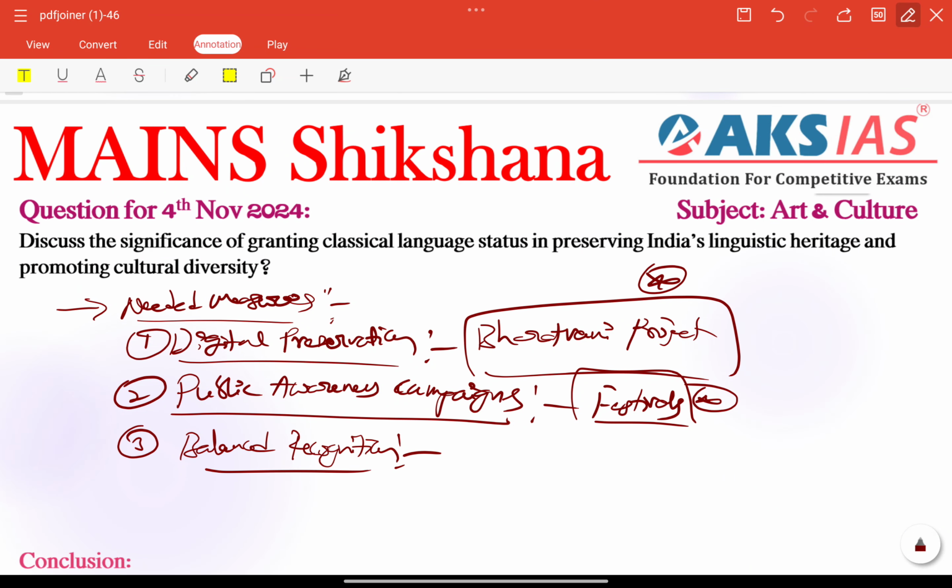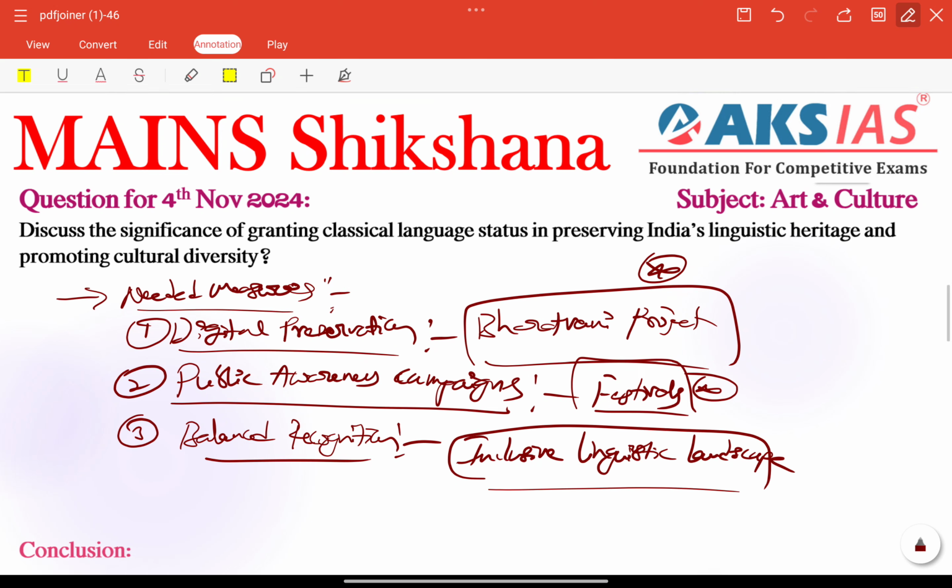So balanced recognition policies should support all regional languages to strengthen a more inclusive linguistic landscape. That is very important here, right? So these types of information or examples need to be connected here.